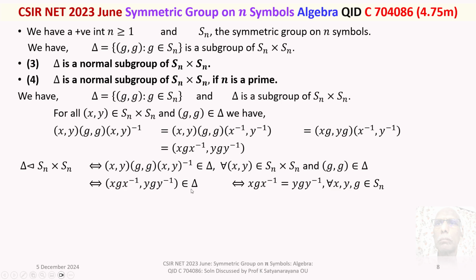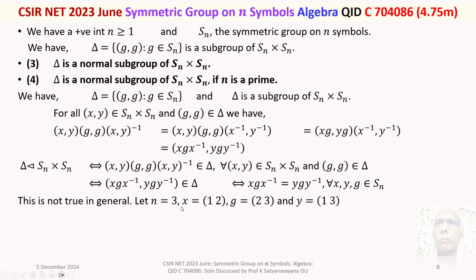So delta is a normal subgroup of Sn cross Sn if and only if (x, y)(g, g)(x, y) inverse belongs to delta for all (x, y) belongs to Sn cross Sn and (g, g) belongs to delta. Is it so? If and only if (xg x inverse, yg y inverse) belongs to delta. When will this belong to delta? If they are equal. What is the property of delta? (g, g), the entries must be equal. So this is if and only if xg x inverse is equal to yg y inverse for all x, y and g belongs to Sn. Is it so? This is not true in general.